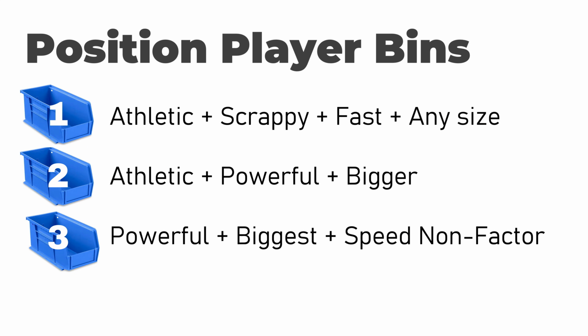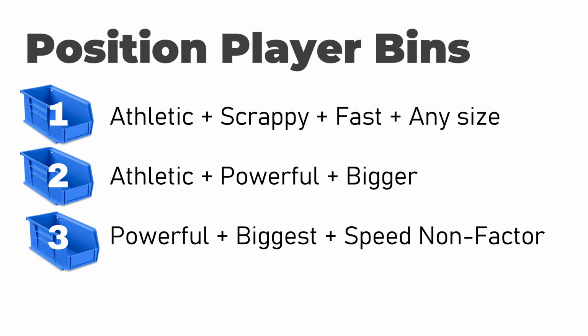Bin 1 is kind of like athletic, scrappy, fast, quick players. The size isn't quite as important as long as they're super athletes and very, very fast and quick and have good fielding range. Bin 2 is they still have a lot of those attributes, but they start to get a little bit bigger and a little bit more powerful.